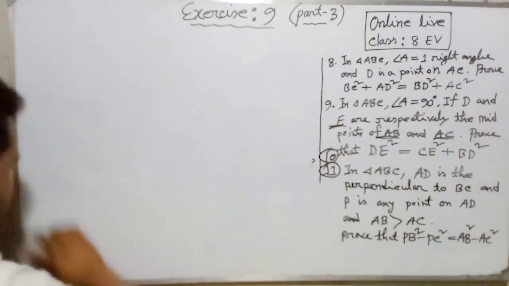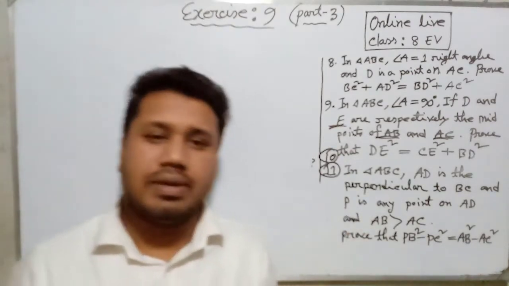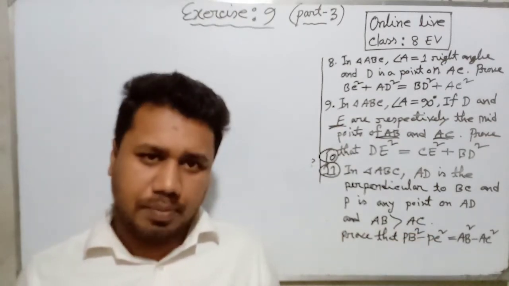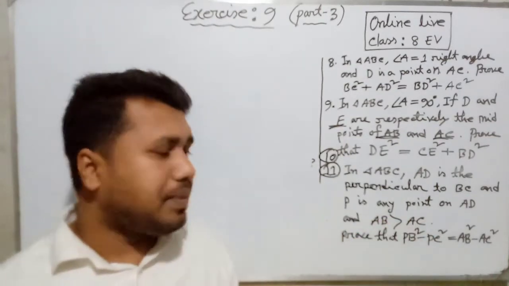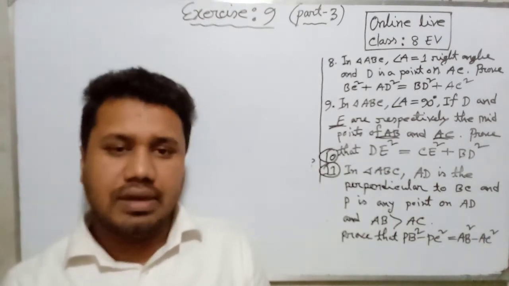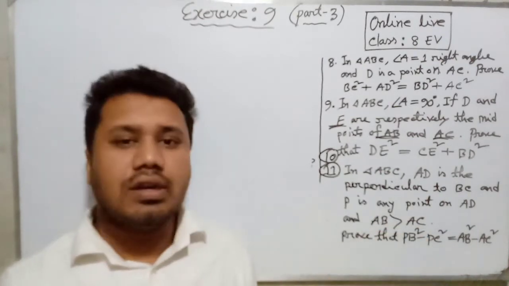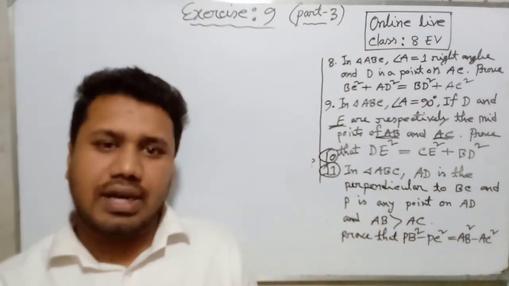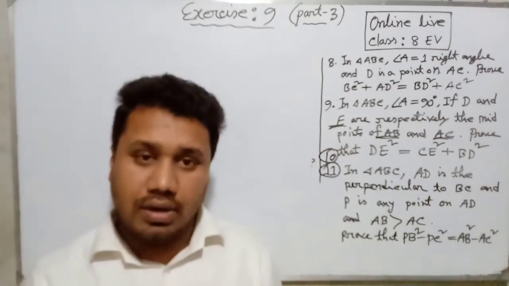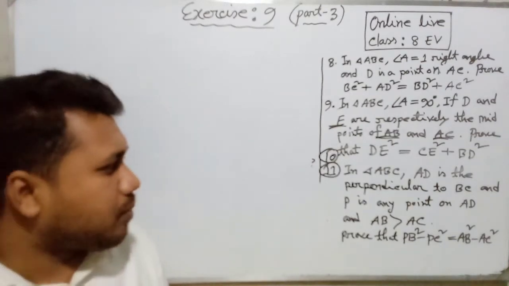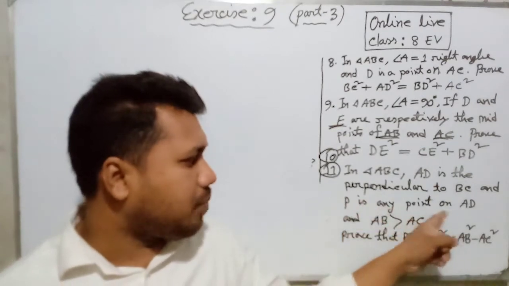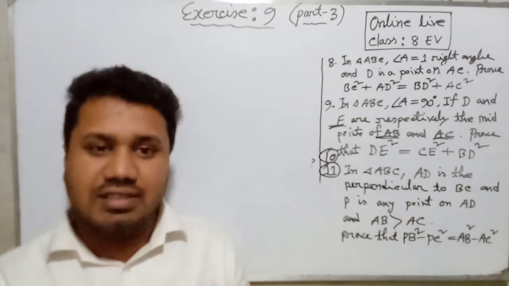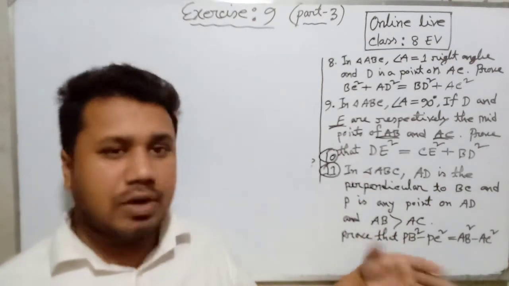Now dear students, look the problem number 11. In triangle ABC, AD will be perpendicular to BC and P is any point on AD, and AB side it will be greater than AC side. Now we have to prove this one. Now what is our question number 10? Our problem number 10 said that P is any point on AD. This is missing, and our proof will be another.